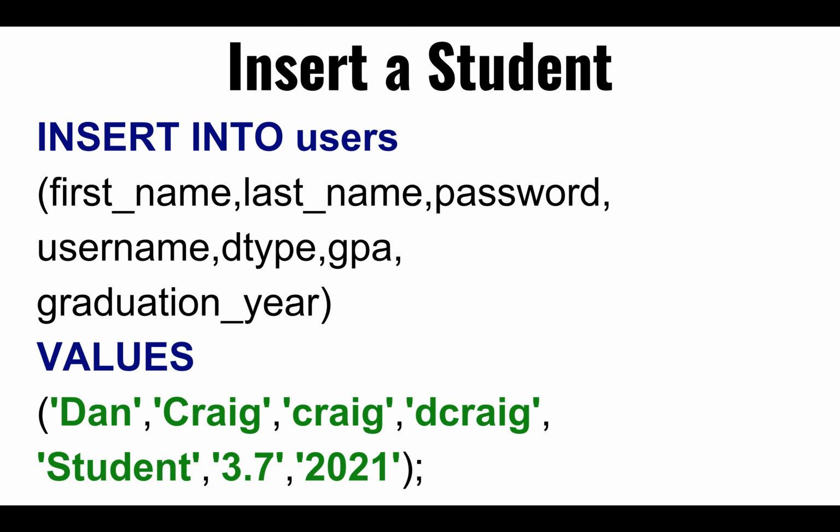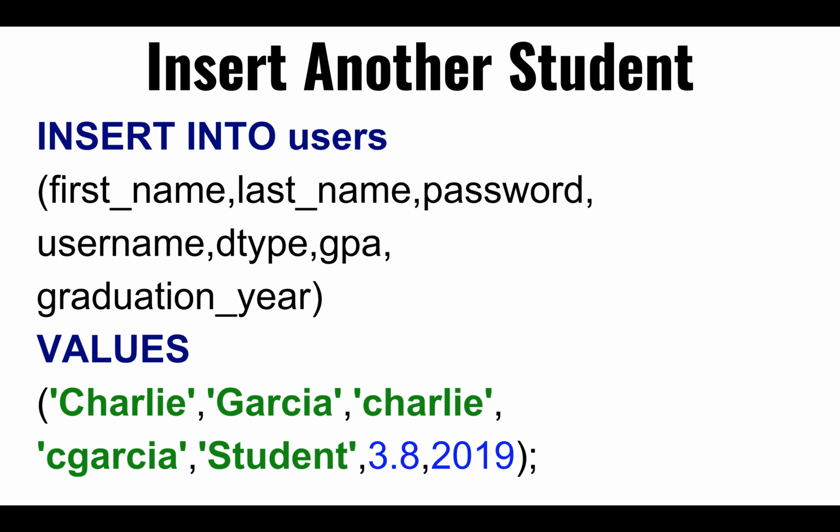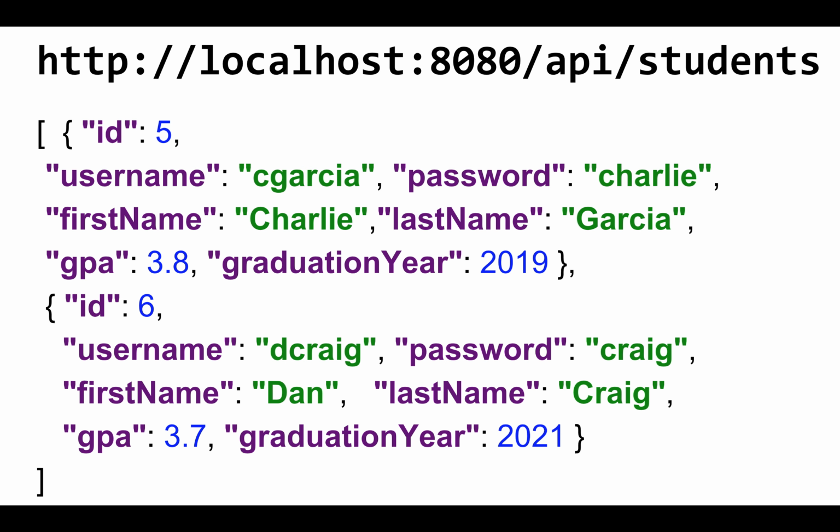Let's see, insert. To insert here, we're inserting a couple of students, Dan, Craig, and Charlie Garcia. And when we ask for these students, right, it comes back with an array of objects. Right, notice that we don't get any of the faculty, we only get the students.